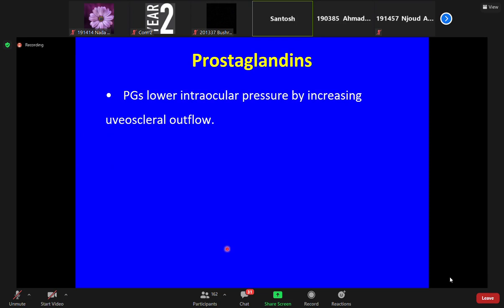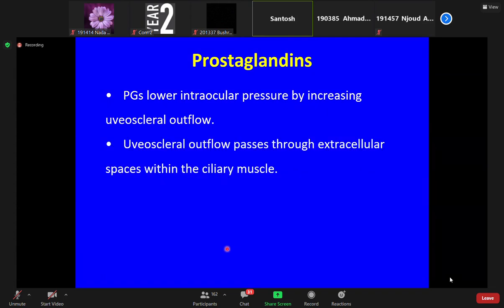Prostaglandins lower intraocular pressure by increasing uveoscleral outflow. Remember, we talked about the uveoscleral pathway, which in physiological states is very minor. But what can we do in disease states? We can exploit that pathway with drugs. Uveoscleral outflow passes through extracellular spaces within the ciliary muscle. So we need to create more space in that extracellular region. So we need to degrade the extracellular matrix.